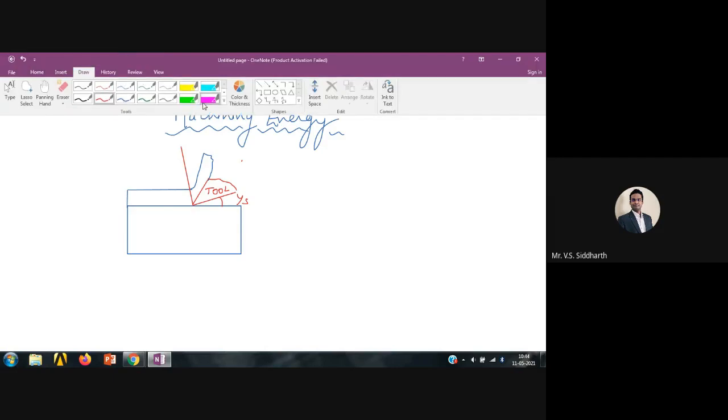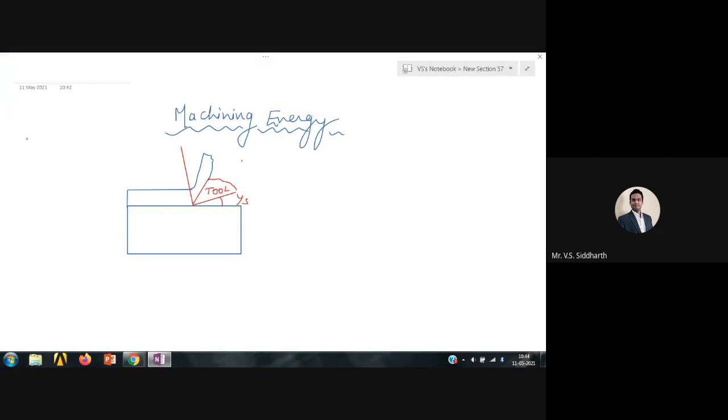So if 100 joules is my overall energy, the total cutting energy I am supplying is 100 joules. That is the total cutting energy. Then in the machining zone, where and how much of this cutting energy will be utilized? There will be two places where my cutting energy will be utilized.